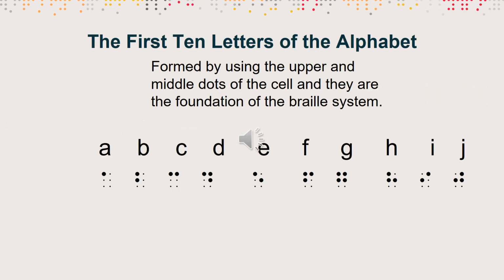Letter A consists of dot 1, B dots 1 and 2, C dots 1 and 4, D dots 1, 4, and 5, E dots 1 and 5, F dots 1, 2, and 4, G dots 1, 2, 4, and 5, H dots 1, 2, and 5, I dots 2 and 4, and J dots 2, 4, and 5.